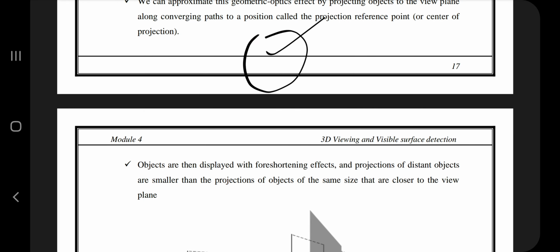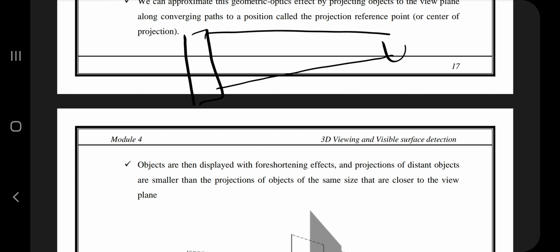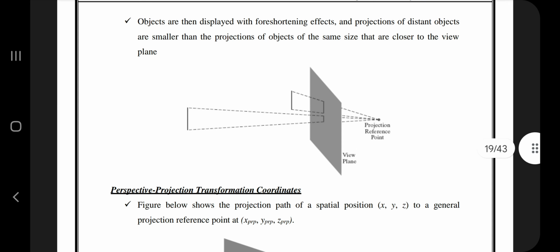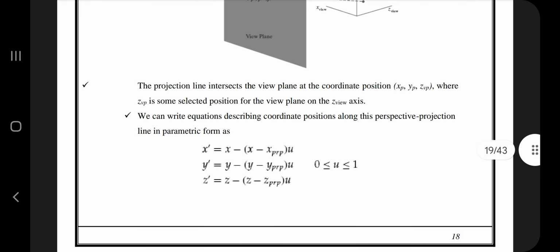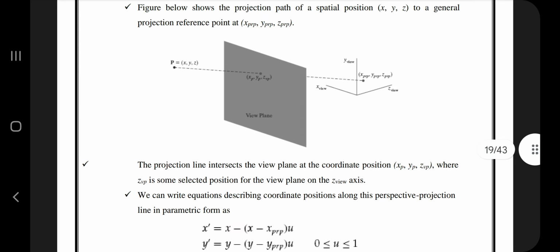The first point is, what is the perspective projection? Perspective projection means that the object size will not be preserved. As the distance increases, the size of the object decreases, and it merges at one point, known as the projection reference point, also known as the vanishing point. The vanishing point will come at a later stage. I'll tell you what to focus upon.